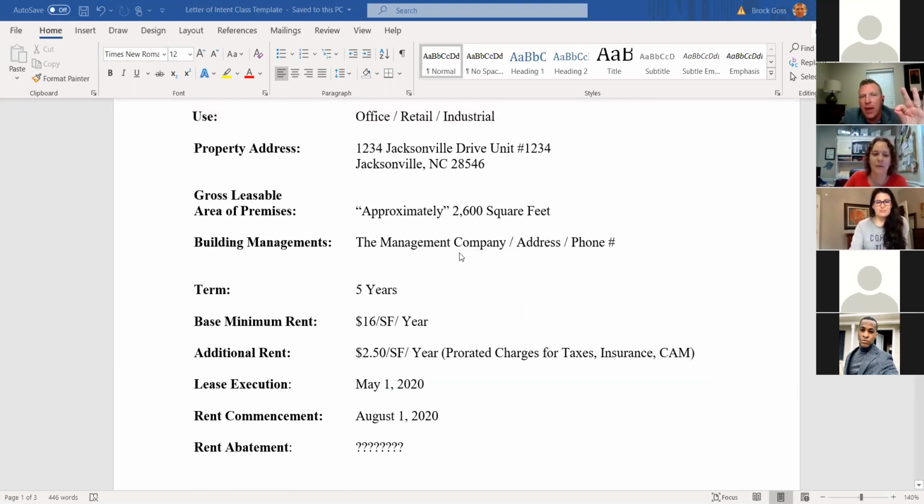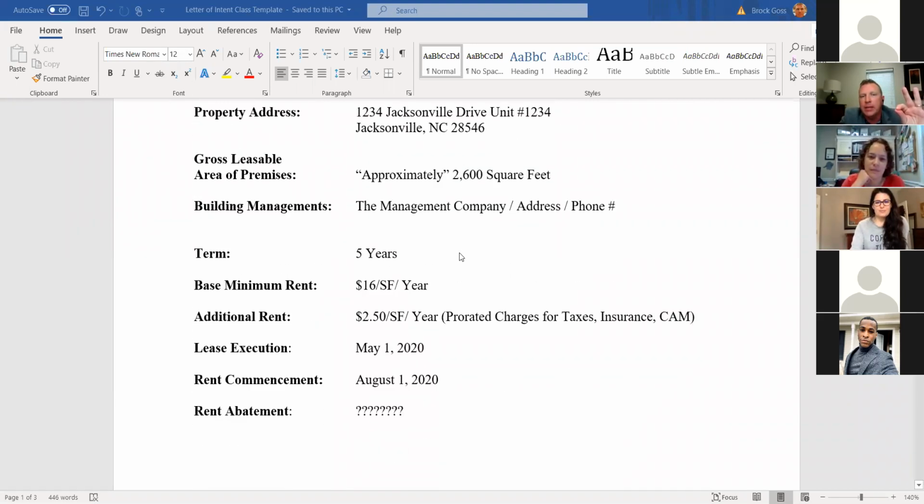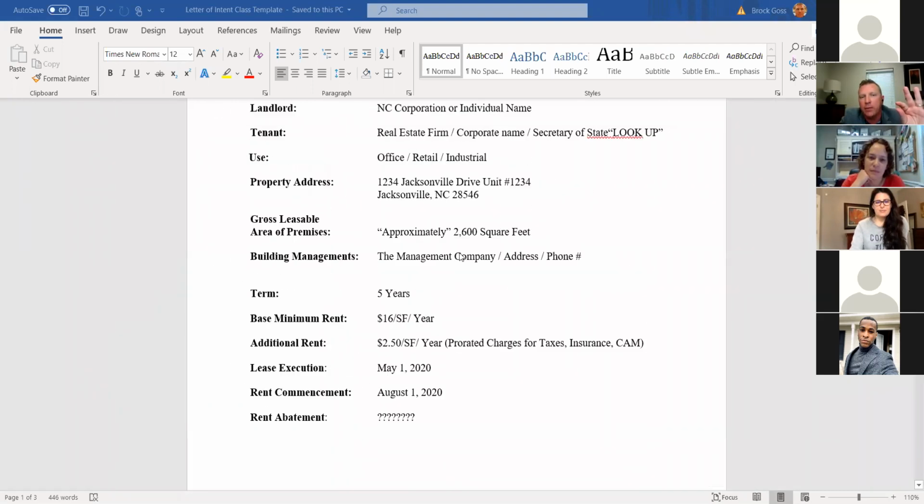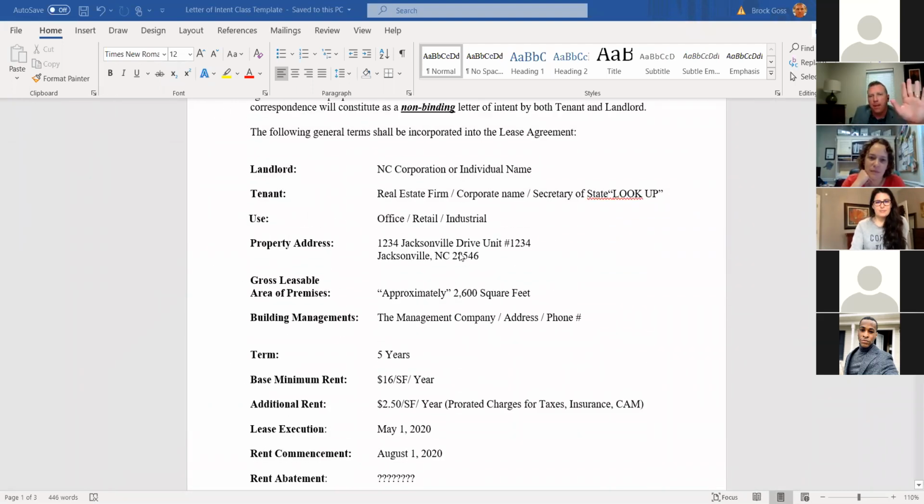But before I do that, these terms right here on this first page, you could do this negotiation with just the first page. This is what's called the general lease terms. These are the most basic and fundamental lease terms.